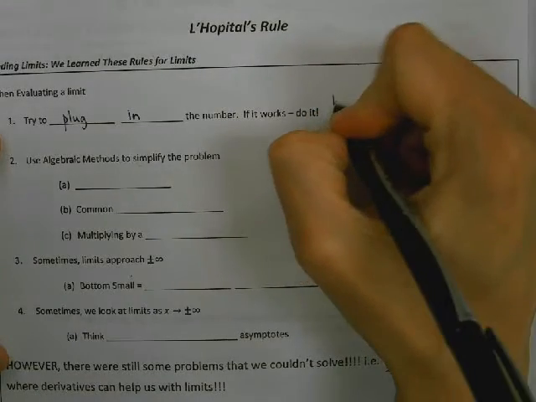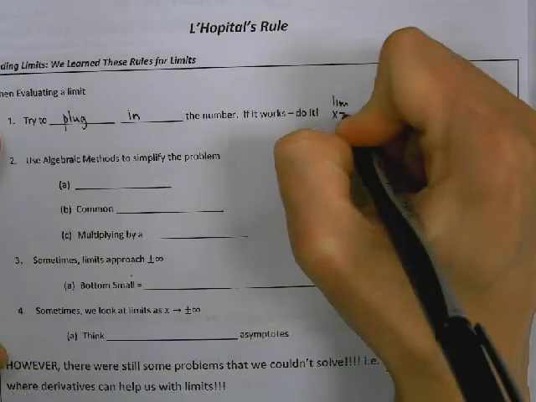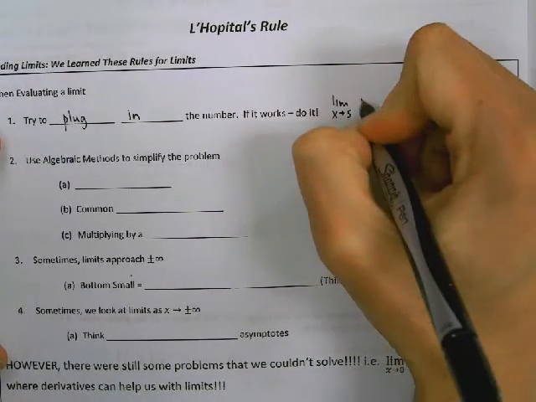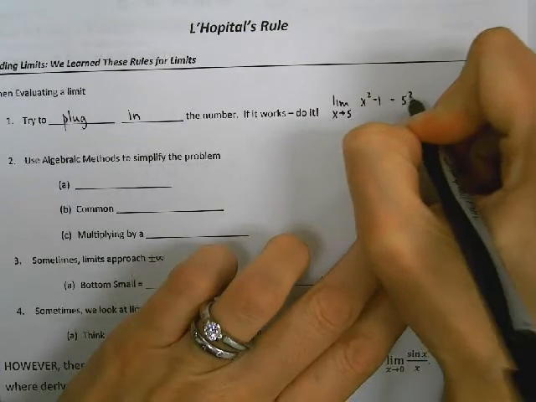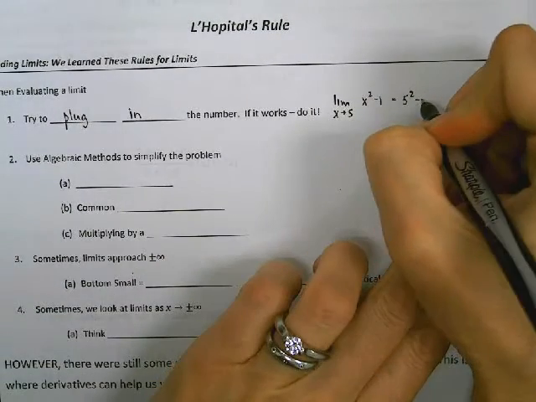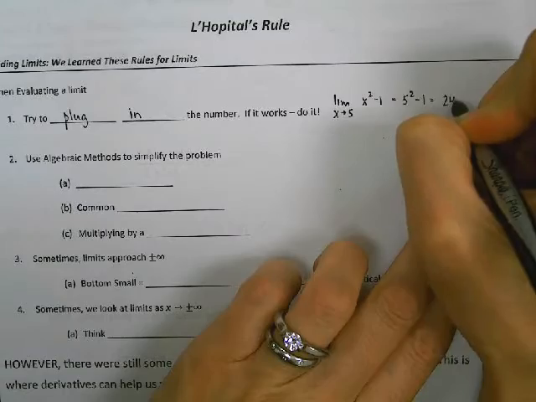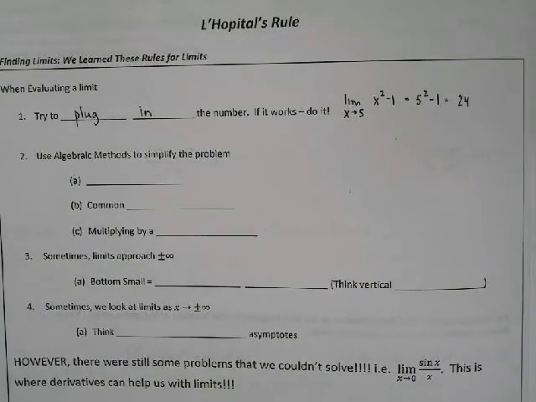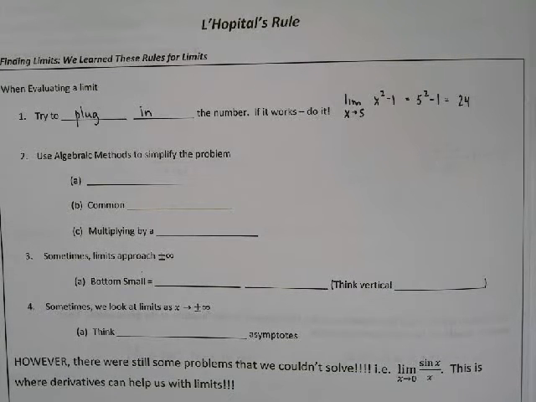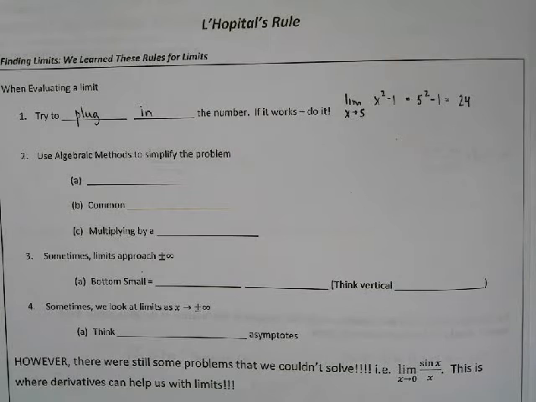So for example, let's say I had the limit as x approaches 5 of x squared minus 1. We would plug in 5 for x, so we'd get 5 squared minus 1, and our limit would be 24, and we're done. Obviously, that's a simple case, but the idea here is to try plugging it in, and if it works, we're done. But we know there's times when plugging it in is not going to work.